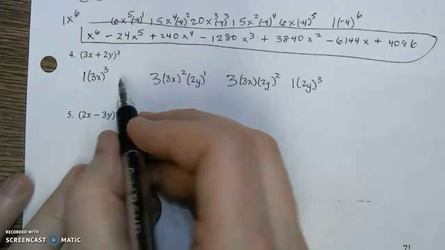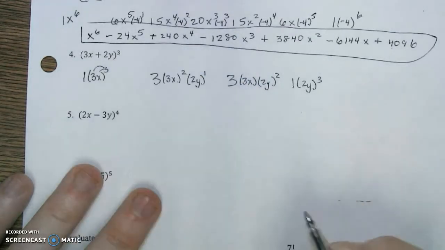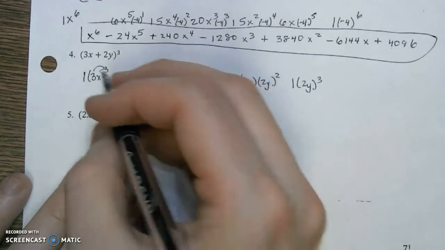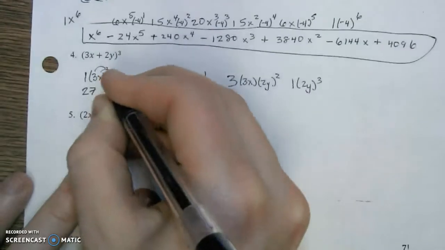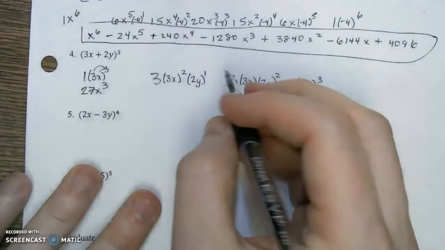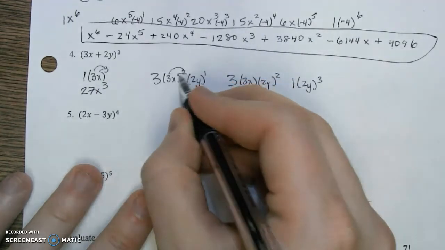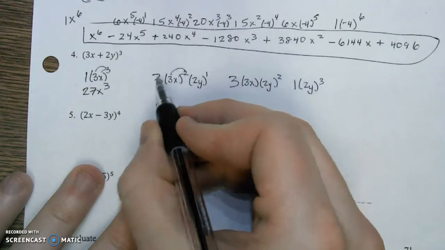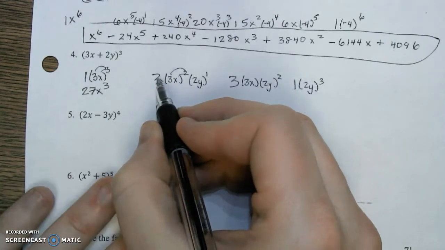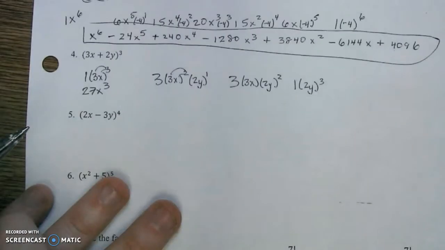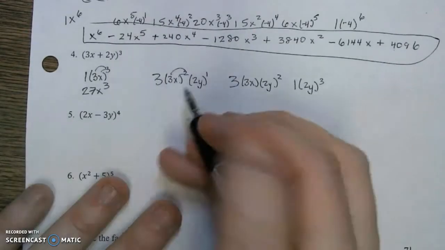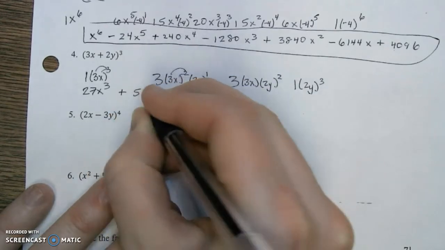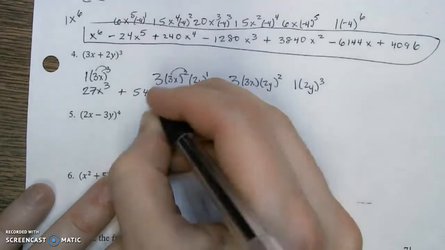And so here, when you do these exponents, you're going to have to distribute in. So you're going to have 3 cubed, which is 27, and then x cubed. Here you're going to have 3 squared and x squared. So that's going to be 9, but there's a 3 in front. So we've got 27, and then you've got a 2. So we've got 54. And then x squared y to the first.